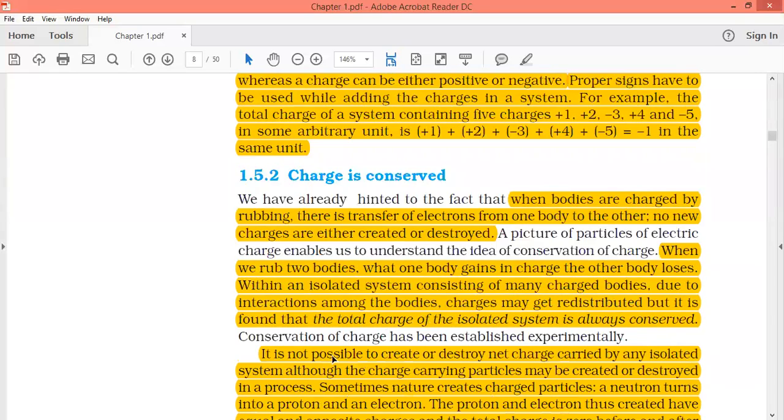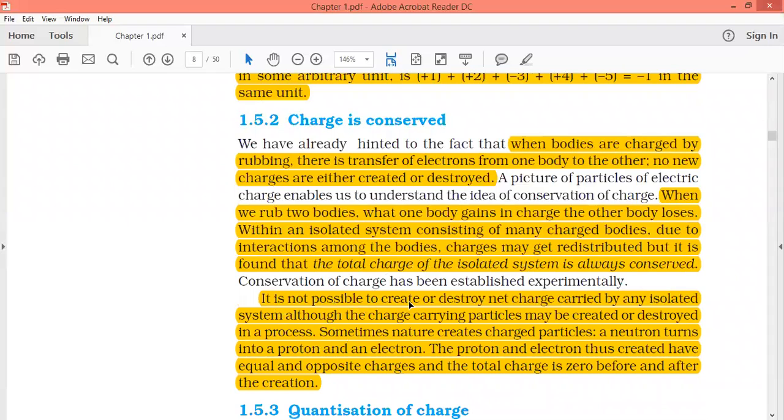It is not possible to create or destroy the net charge carried by any isolated system, although the charge carrying particles may be created or destroyed in the process. How will it be created? It will be created by rubbing. When you keep it in an isolated position, after some time the charges will be destroyed.